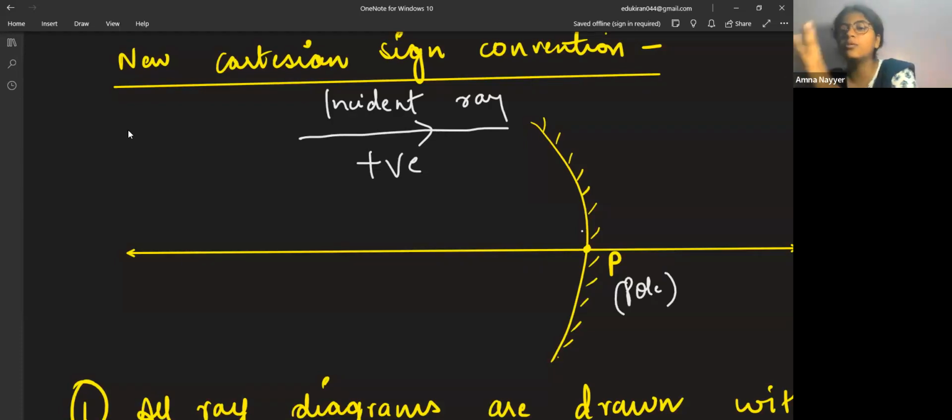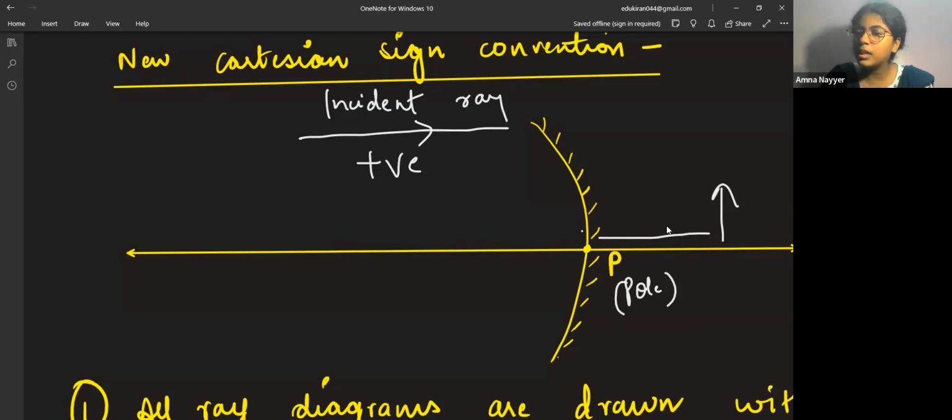Suppose light rays are moving like this. This is the direction of incident ray. So this tells you that left to right is positive, right? Suppose I have kept an object over here behind the mirror. How will you move, left to right or right to left? Obviously, you are moving from the pole, so the direction is this. Can you see? This is the exact same direction as the incident ray. So whichever quantities are coming like this, you will take them as positive.